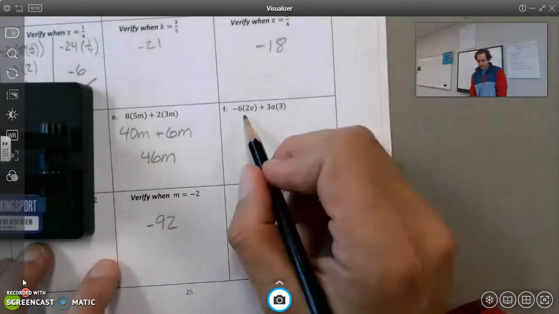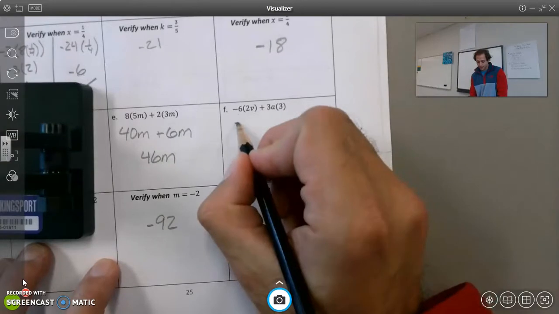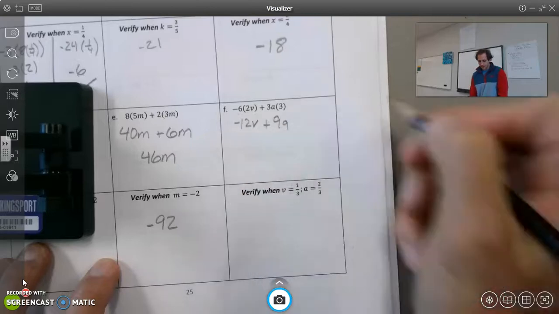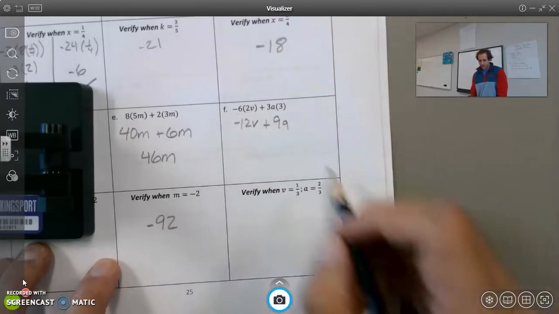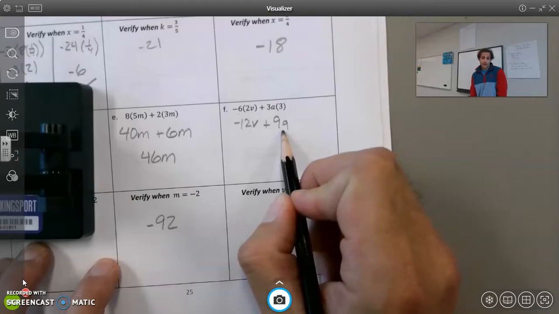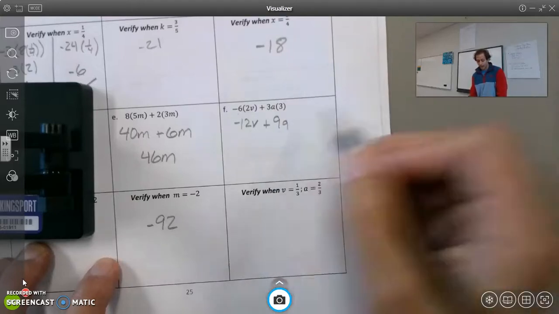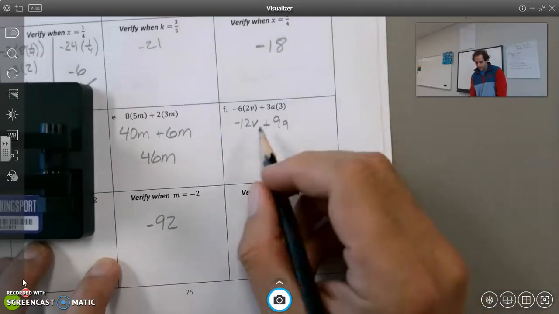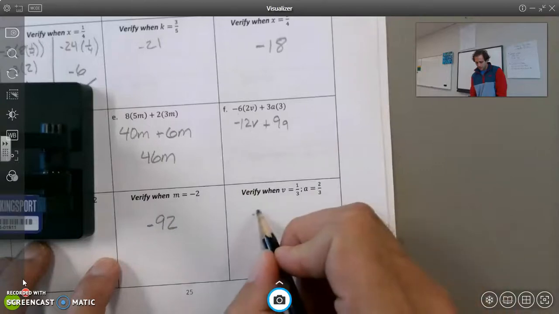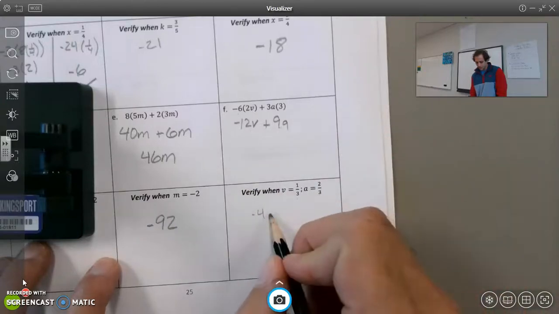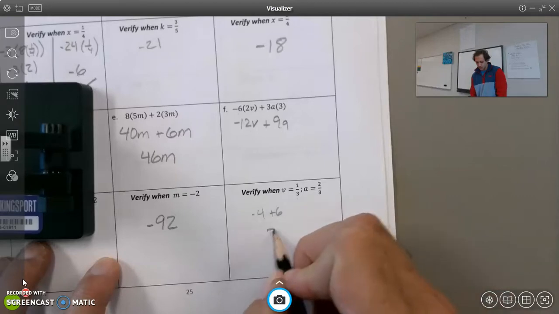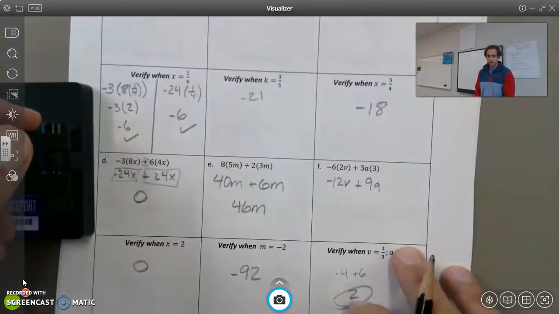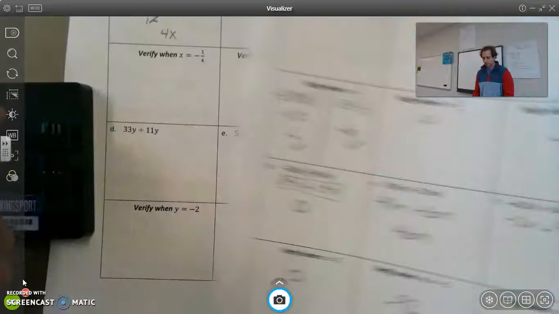F, negative 6 times 2v, that's negative 12v, plus 3a times 3, which is 9a, and these are not alike, so I can't add them together. It doesn't get any simpler than what I have here. So I'm asked to evaluate, and if I evaluate, I would get, well, negative 12 times 1/3 is negative 4, 9 times 2/3 is 6. It should evaluate to 2. Whenever you evaluate, you should get 2 for each of those expressions, and you should see that they are equivalent.